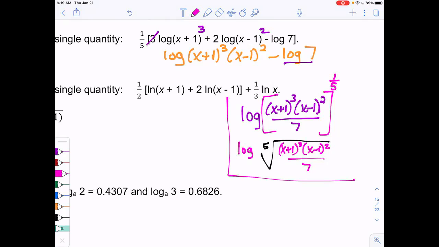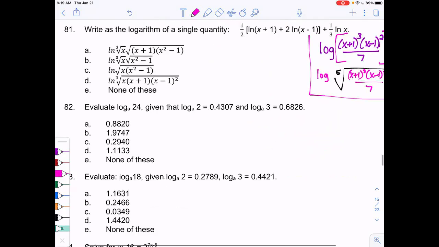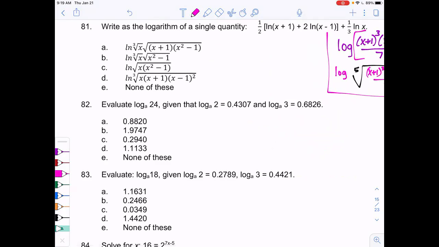So those are the questions that I had on my form. Does anybody at home have other questions that you would like to go over? Yeah. How do you find the vertical asymptote? Yeah, let's look, Evan.